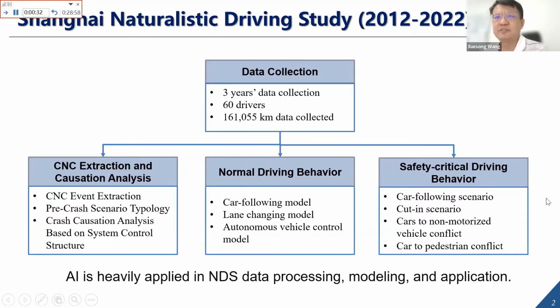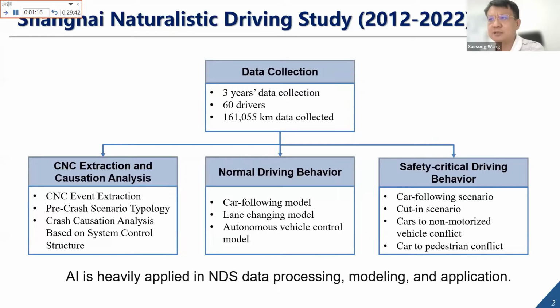From 2015, after the data collection, we started working on the data. First we analyzed the CNC, the crash and near crash, and how to extract them from the NDS data. After that, we analyzed the pre-crash scenario and the crash condition. Also, we developed car following models and lane changing models using the Shanghai naturalistic driving study. This is the first time in China we used Chinese drivers to calibrate driving behavior models.